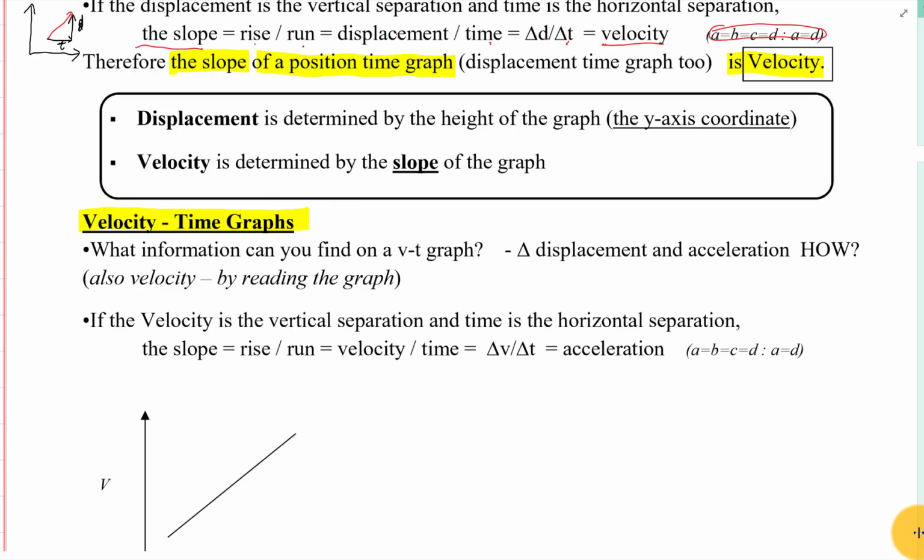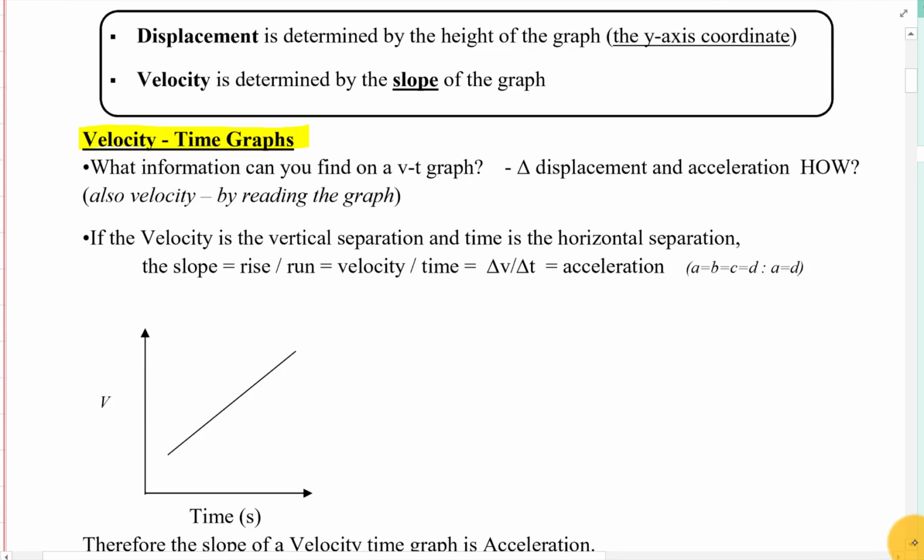What information can we get of velocity? See, I told you every time we start a new graph, we ask, what can we get from that? Once we learn all about it, then we write it all down and put it in a nice rounded rectangle. What information can you get from a VT graph?